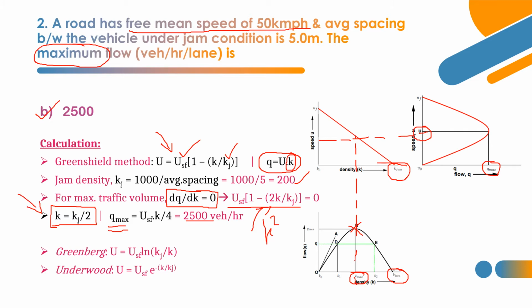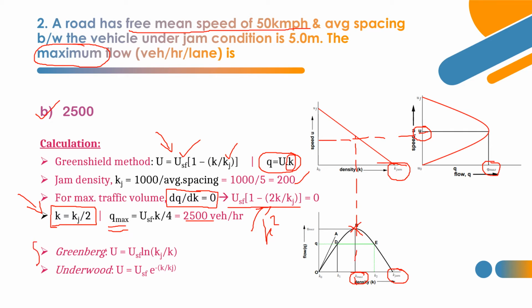K is equal to Kj by 2. Maximum traffic volume is given by dq by dk equal to 0, and if we differentiate that Greenshield method equation, we get this formula, USF into 1 minus 2k by kj. So this is how we have to calculate the Q max, that is the maximum flow.